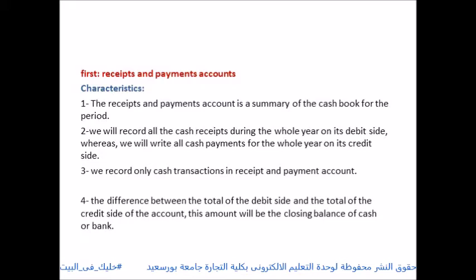We will record all cash receipts during the whole year on its debit side, whereas we will write all cash payments for the whole year on its credit side. We will record only the cash transactions in receipts and payments accounts. The difference between the total of the debit side and the total of the credit side will be the closing balance of the cash or bank.